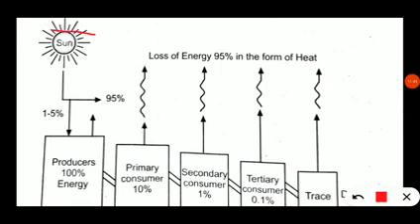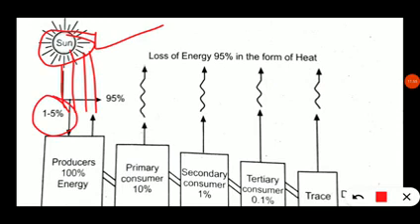This is the sun, the main source of light. From this source, light energy comes. Only 1 to 5% of this light falls on the earth's surface, and 95% is lost. Then the producers convert this fixed light energy into chemical energy. We can see here that the producers have 100% of the energy.